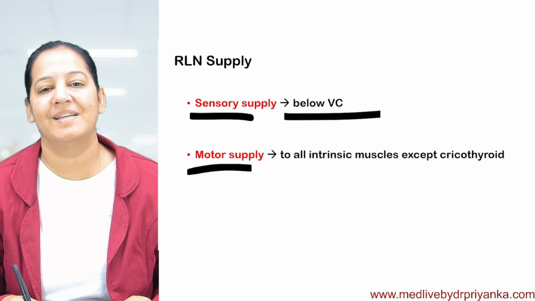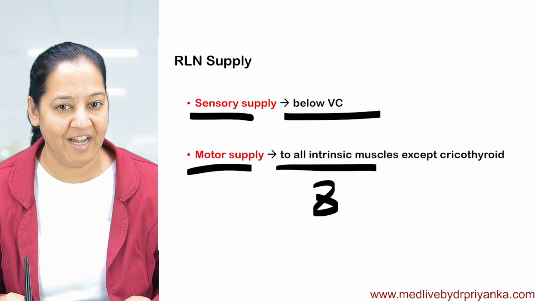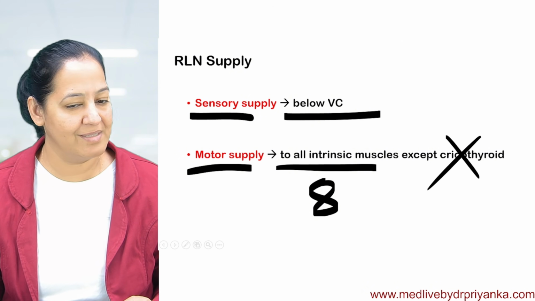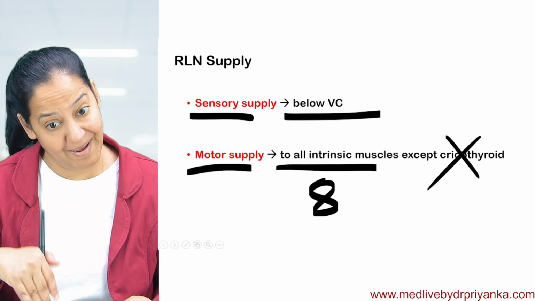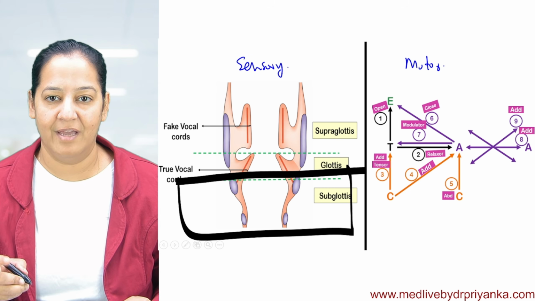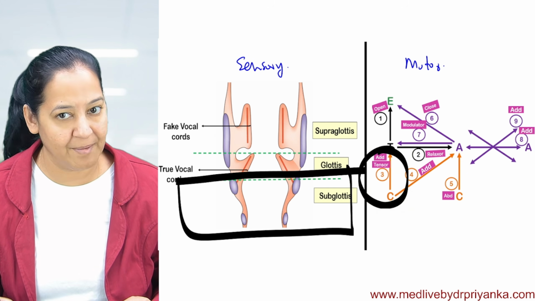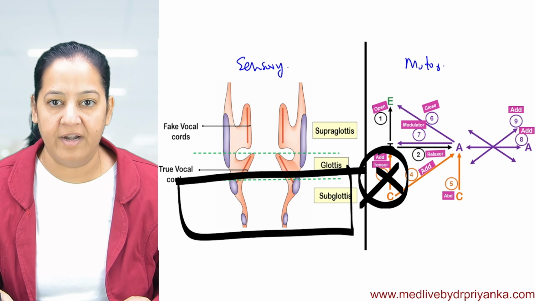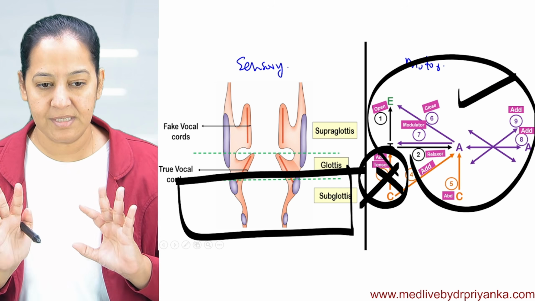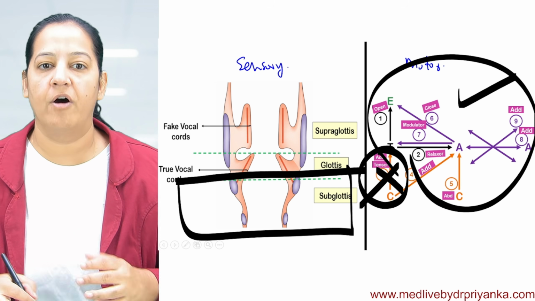Now the motor supply. It supplies all intrinsic muscles, 8 intrinsic muscles, except one of them, cricothyroid. Cricothyroid is not supplied by RLN. It is supplied by SLN. So out of the 9, it supplies 8 intrinsic muscles. Can you see? Here is cricothyroid; except cricothyroid, it supplies all other muscles. So this is the sensory and the motor supply of RLN.